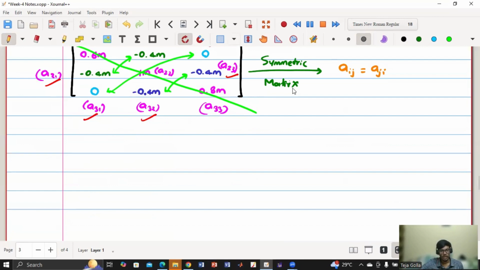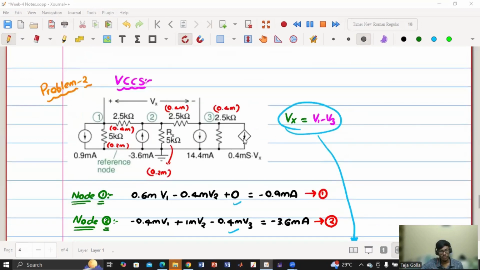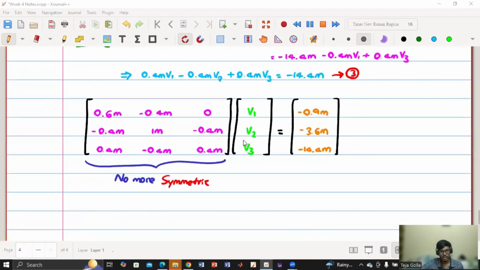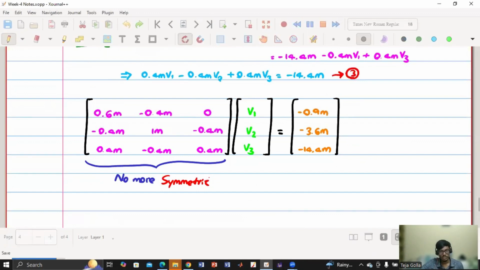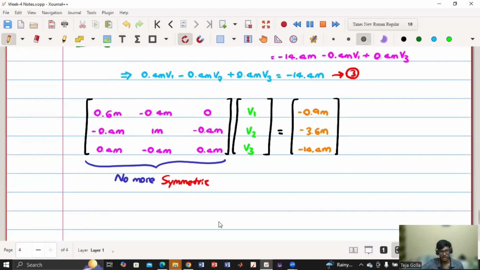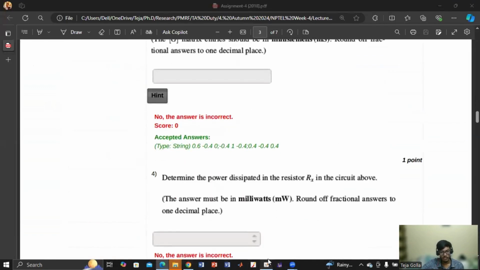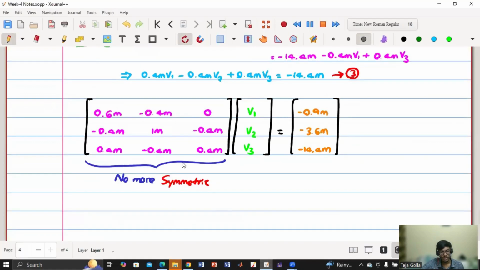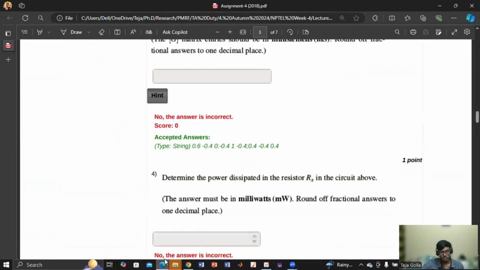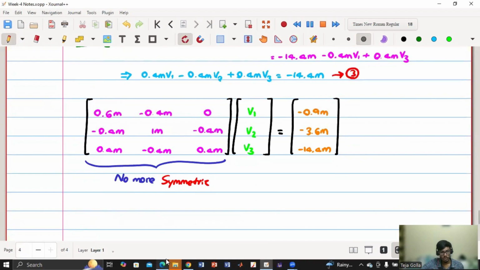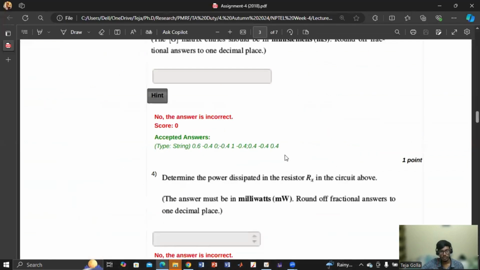Yeah, okay, sir. So here there is one current source, a voltage-dependent current source, and because of that there is some change in the matrix, and it is no more symmetric. So first we'll check whether the matrix that we have obtained is correct or whether there is any issue. So again we'll check: first we got 0.6, minus 0.4, 0; then minus 0.4, 1, minus 0.4; then 0.4, minus 0.4, 0.4.